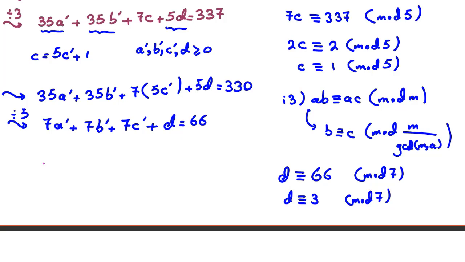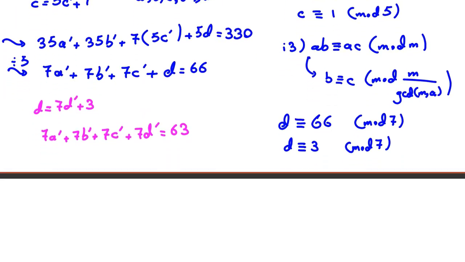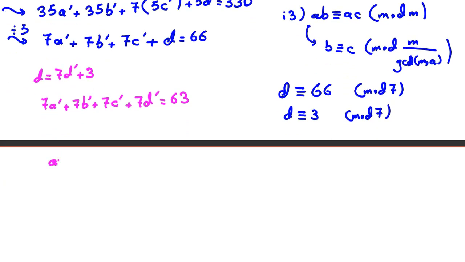So, we can conclude D equals 7D prime plus 3. So 7A prime plus 7B prime plus 7C prime plus 7D prime plus 3. We can subtract 3 from both sides, 63. And again D prime is also at least 0. A prime plus B prime plus C prime plus D prime equals 9 if we divide both sides by 7. And A prime, B prime, C prime, and D prime are at least 0.